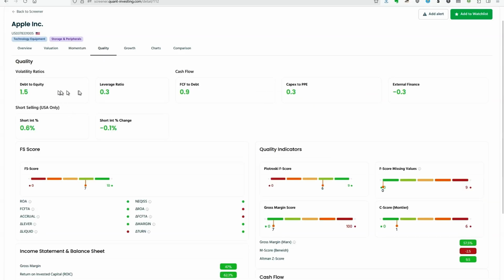Here's debt to equity, the leverage ratio. Here's some cash flow ratio, free cash flow to debt, capex. Short selling is only available for the US. So you can see that only 0.6% of Apple shares have been sold short.